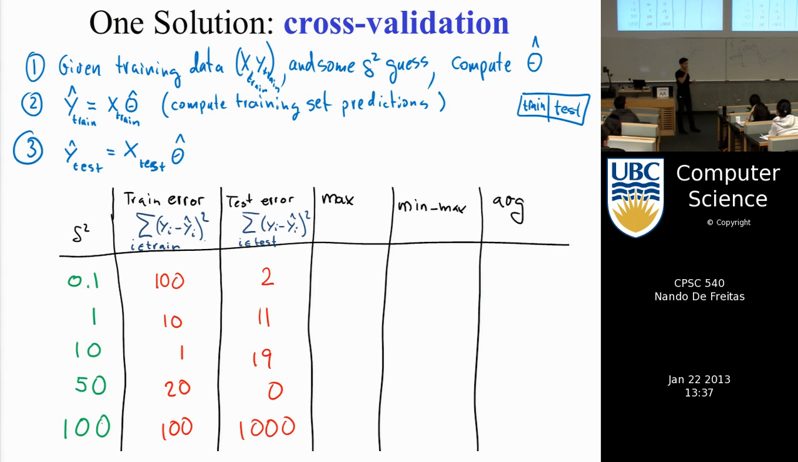Now for each value of delta, I compute theta on the training set. And then for that theta, I compute predictions on the training set and predictions on the test set. And in both cases, I compute the error. The error in least squares is measured by the sum of squared errors. I might normalize it by dividing by the size of the data if I want to, but that's not terribly important to the discussion. The most important thing is we can compute some form of error in the training set and some form of error in the test set.